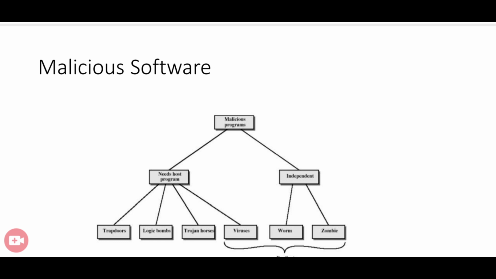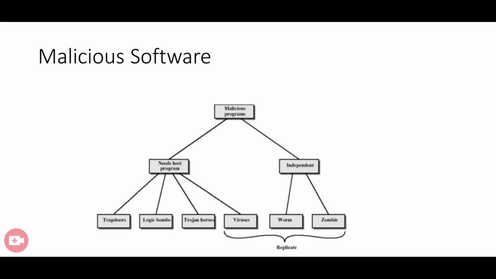Malicious programs are classified into two main groups: those that need a host program and those that are independent. Needs a host program means they are dependent malicious software. They include trapdoors, logic bombs, Trojan horses, and viruses. Because if they want to be active, they need a host program. Otherwise, they are in an inactive state.